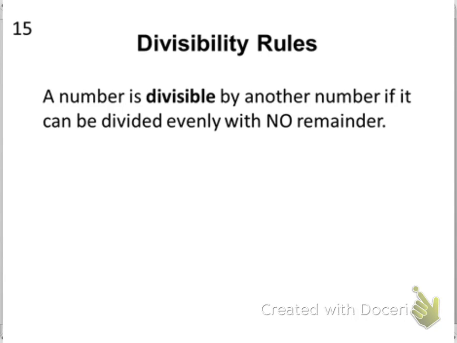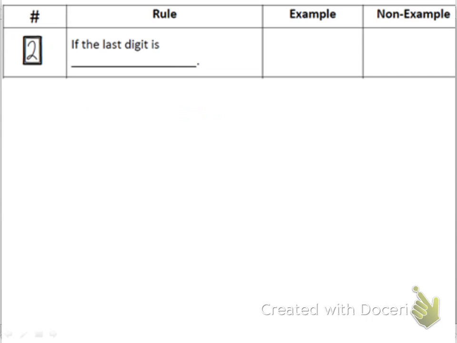To start, I need you to write down this sentence. At the top of page 15, above where you've glued our handout, you're going to write, a number is divisible by another number if it can be divided evenly with no remainder, and highlight the word divisible. Click pause until you finish that, and then click play to continue.